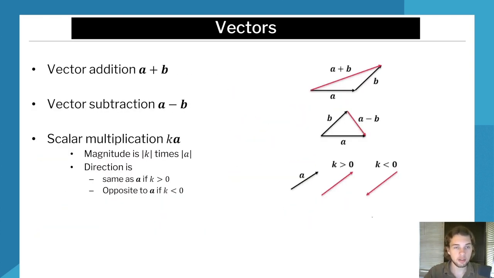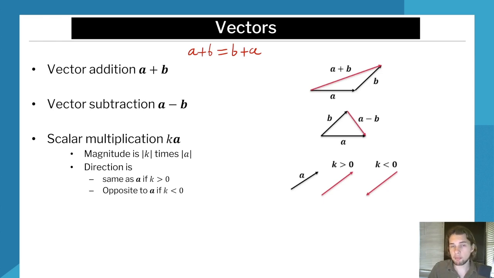Now let's consider some simple operations on vectors. So we have addition first. Now we should note that addition is commutative. That means b plus a is equal to a plus b. It doesn't matter what order you put them in. If it's just addition, it's the same.